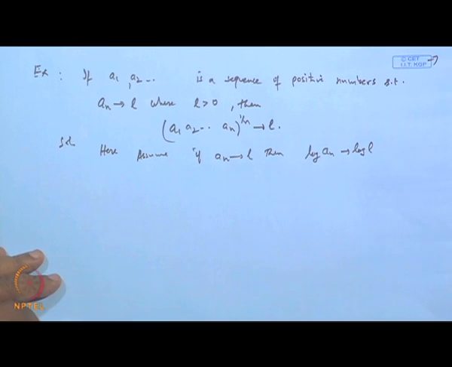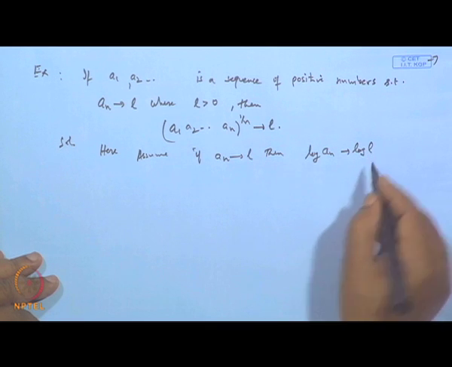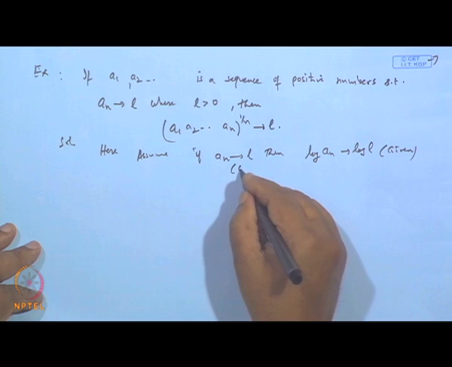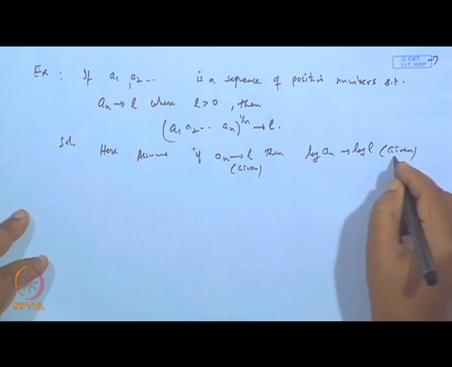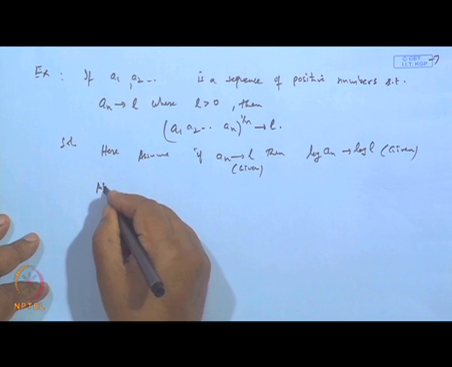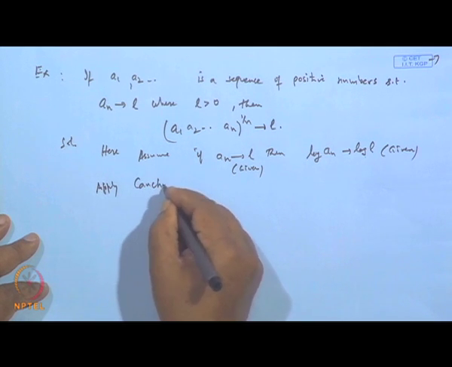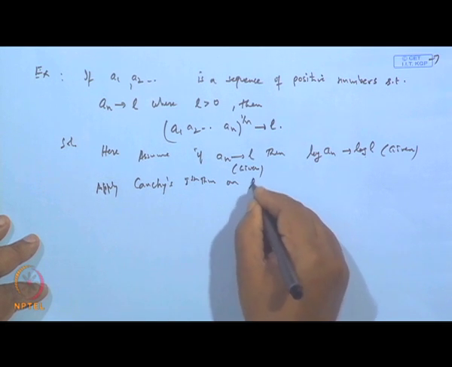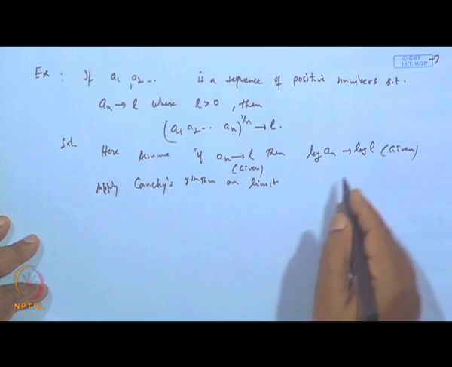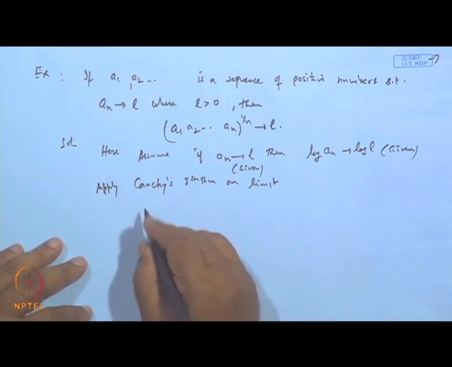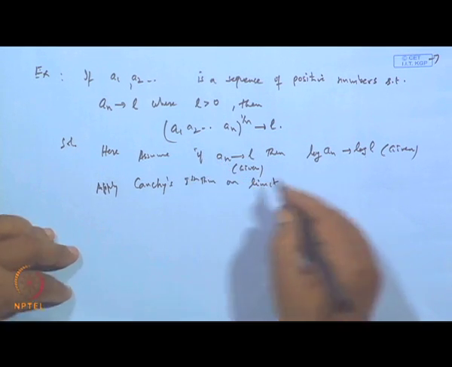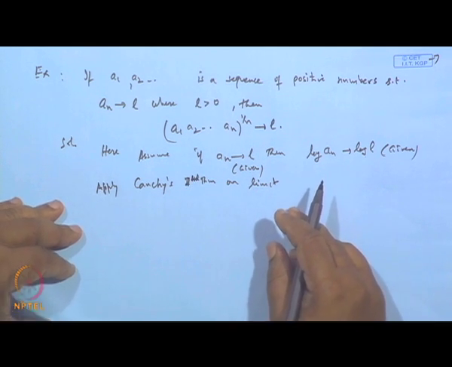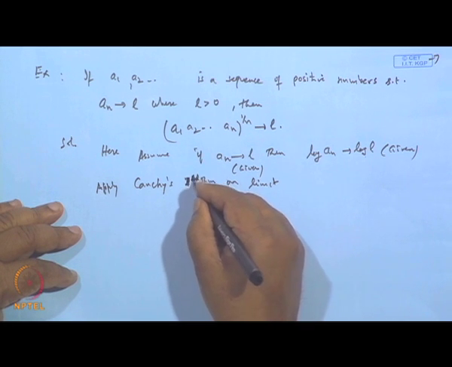Okay. Now, this is given because An is given. So, we can assume that log An goes to log L. Apply Cauchy's first theorem on limit. So, what we get? Their mean, that is, apply the mean theorem, the first theorem, yes.